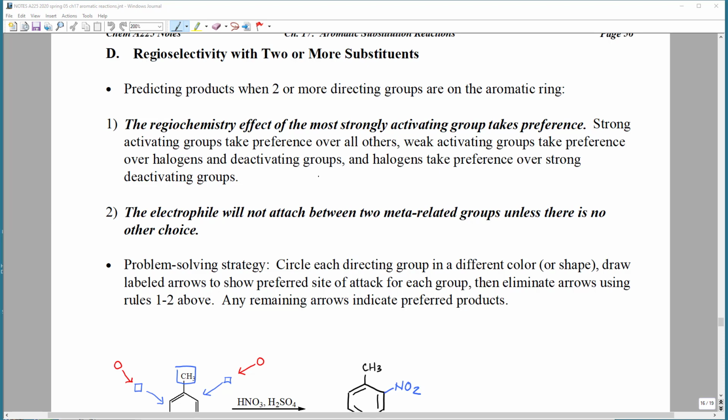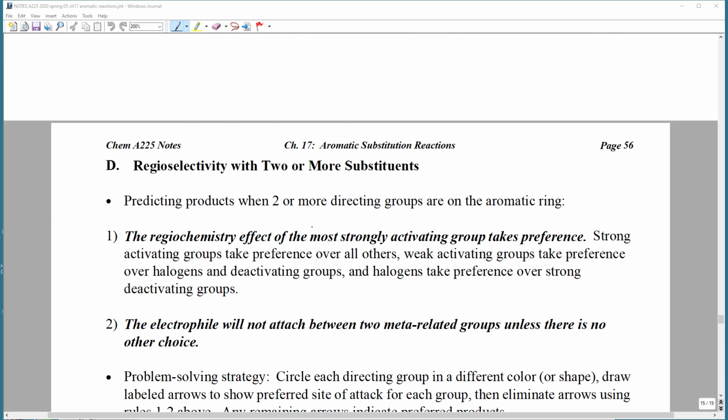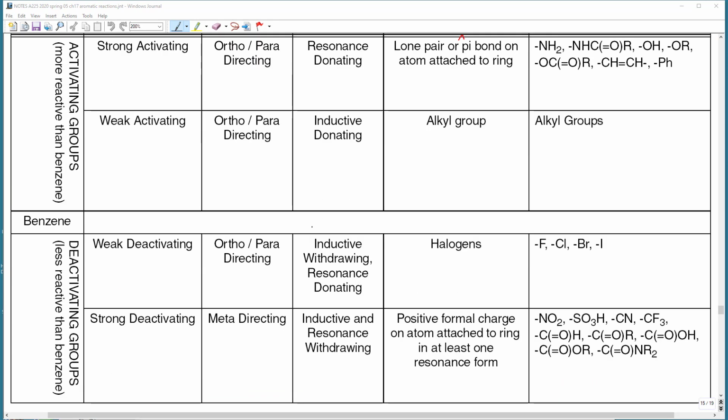So when I talk about the most strongly activating group, what I'm really talking about is going up to the table and just comparing where the groups are on the table. The higher on the table, the stronger the activating group, the more preferred that product will be.